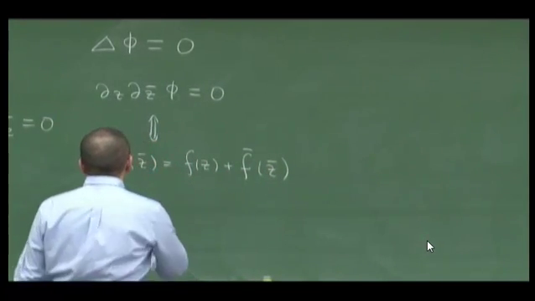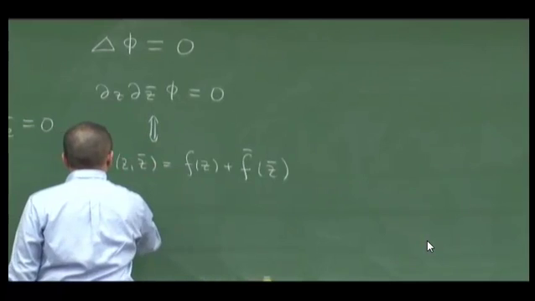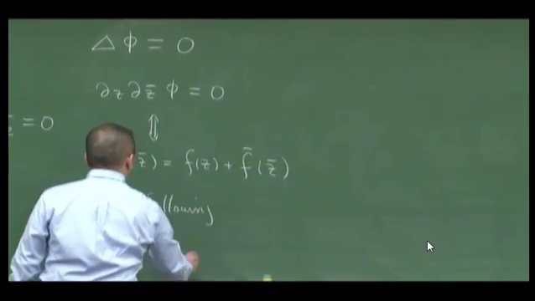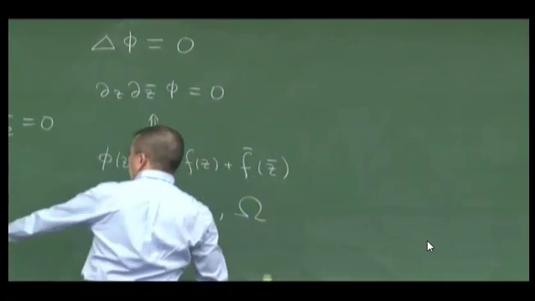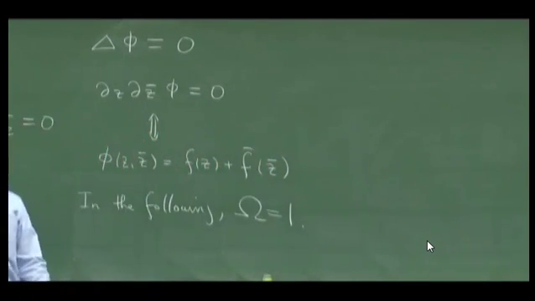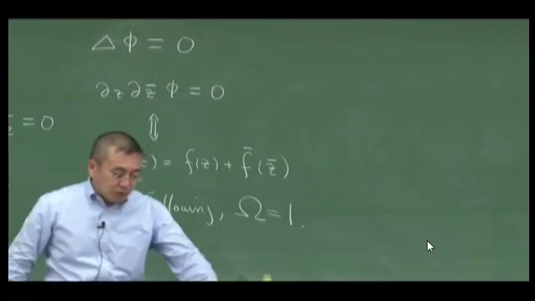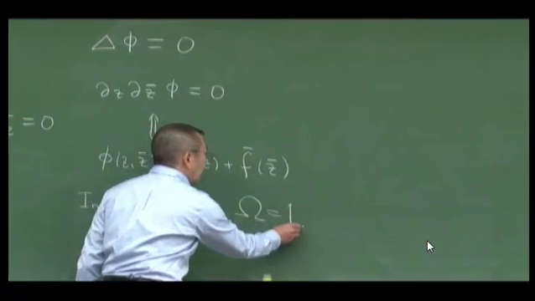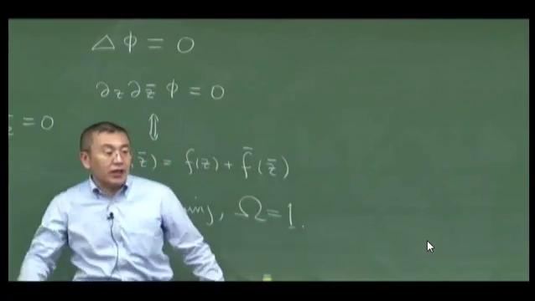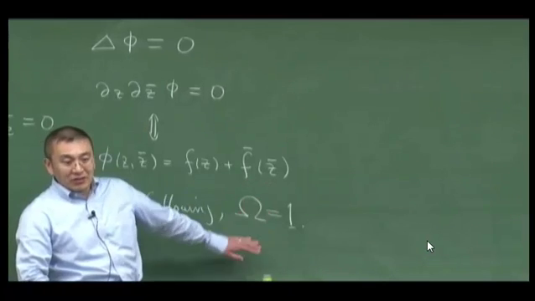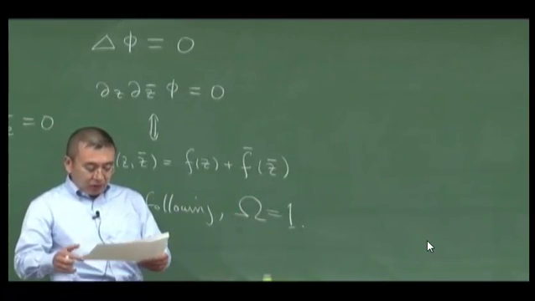In the following, I'm going to set omega, this metric factor, to be equal to 1. But we don't have to do it. We can do all the discussions that I'm going to do today for general omega, but this will simplify some of our notation. So I'm going to stick to omega equal 1.